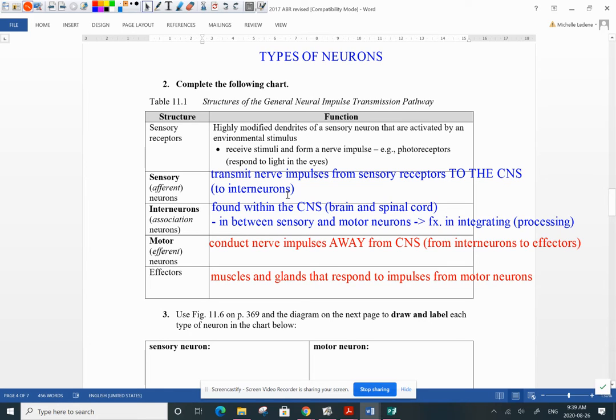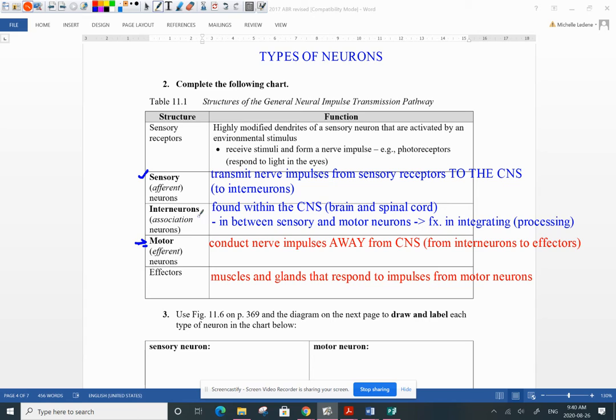So again, we've already learned about sensory versus motor. Sensory is going to the CNS, and motor is going away from the CNS. So we can jump down to the sensory neurons. You can look at the motor neurons, and the motor neurons are going to conduct impulses away from the CNS.